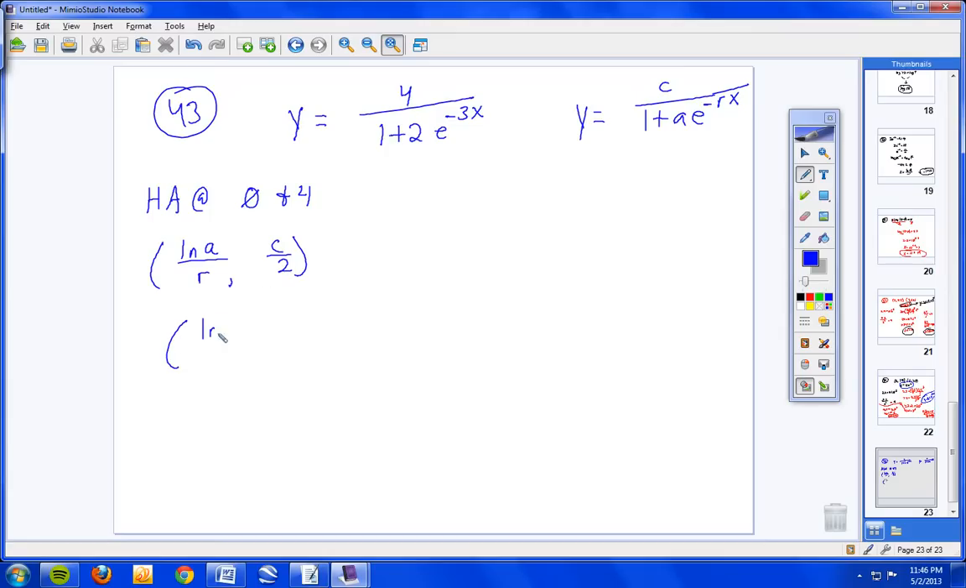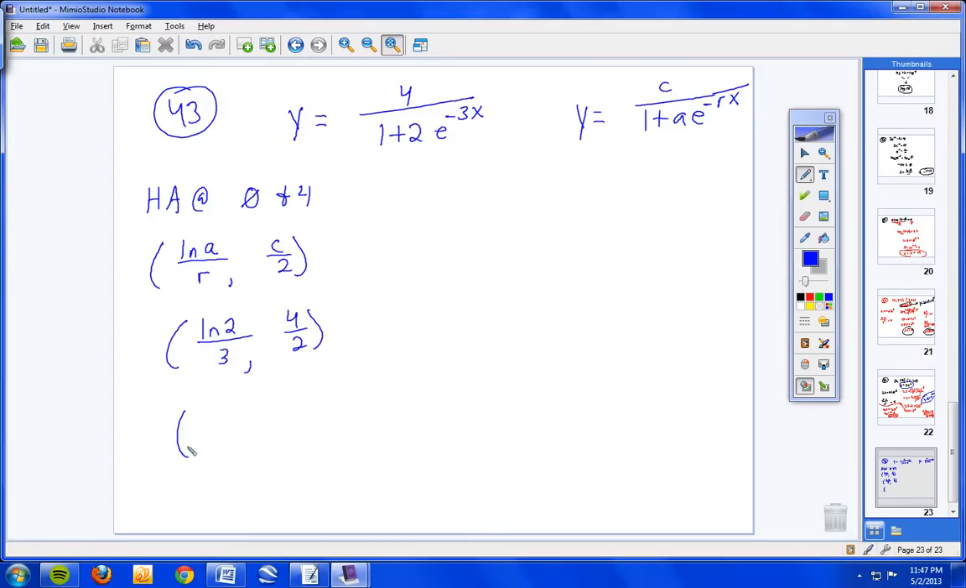Now, A is the coefficient of E, which in this case is 2, so natural log of 2. And don't forget with R, you always change the sign. Here's negative Rx, so it looks like negative 3 is R, but change the sign, so R is going to be 3. C is your top number, so C over 2 would be 4 over 2.